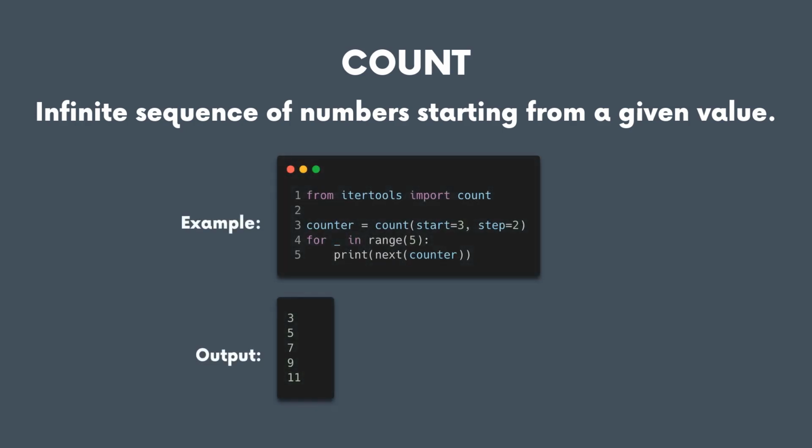We import count from itertools. Then, we create a counter starting from 3 with a step of 2. We iterate over the counter using the next function and print the next 5 values.